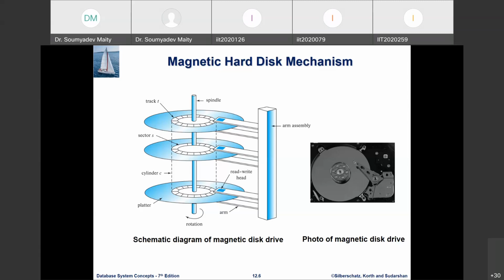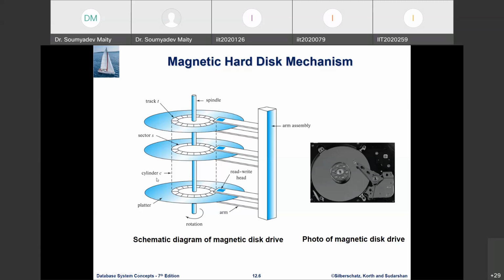So you have to move the arm on top of that sector. This is called arm seeking. You are seeking the arm. Okay. So this is the basic thing. So ask me questions whenever you face any difficulty in understanding.